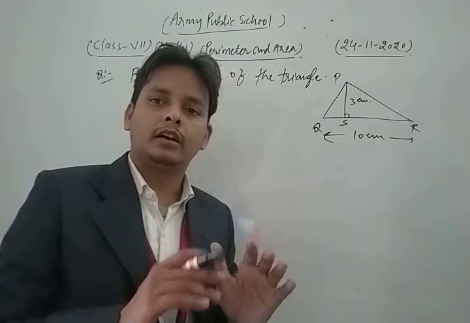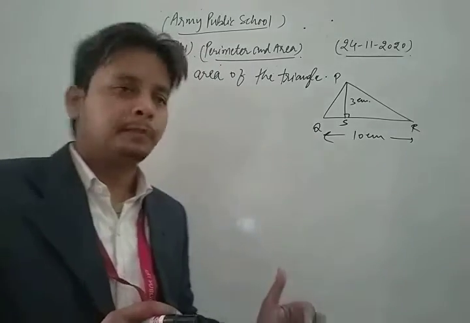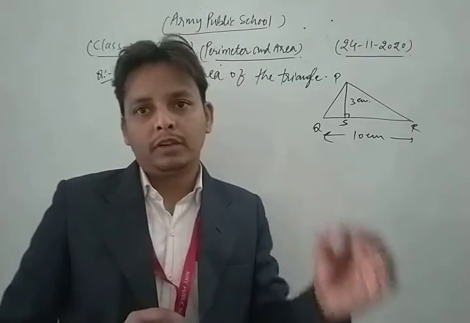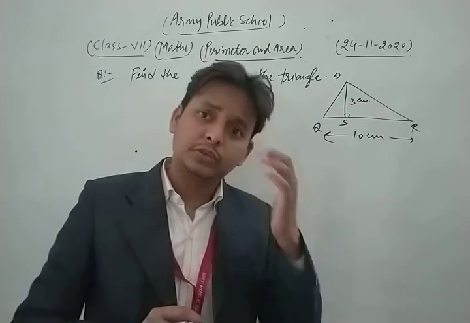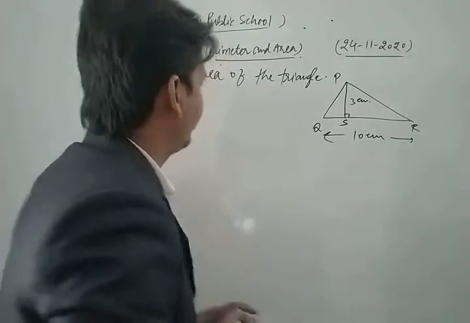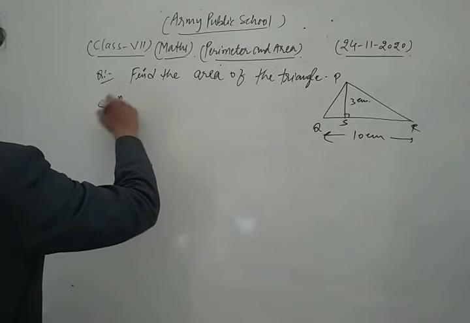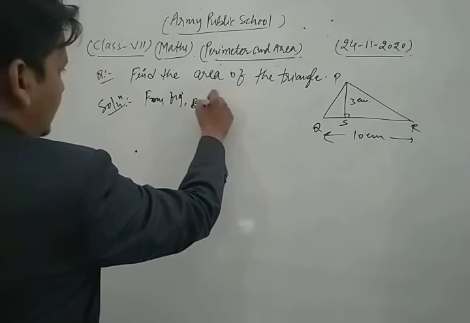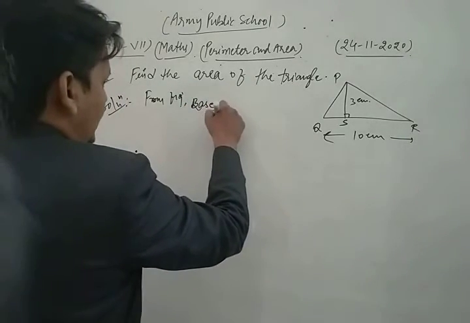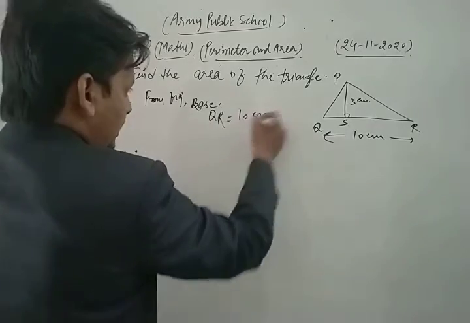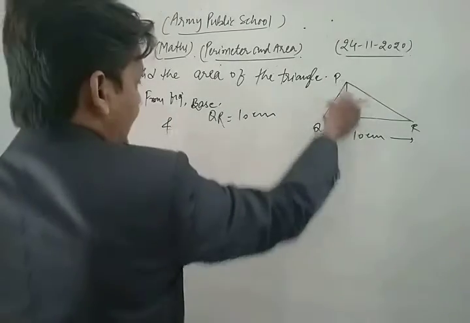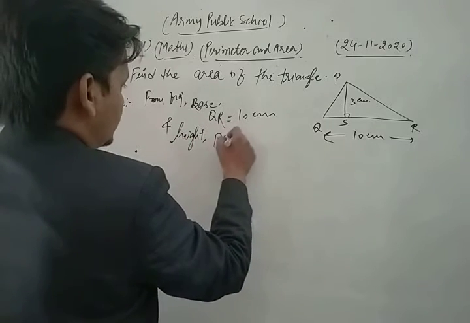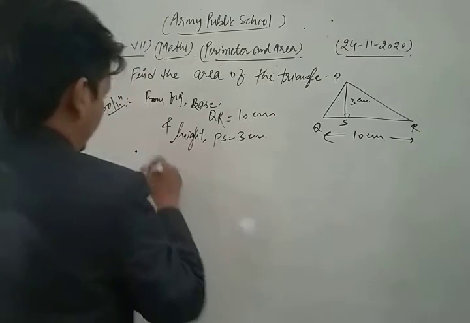Okay. Dear students, in the previous class we discussed the formula for the area of a triangle. The formula for the area of a triangle is 1/2 into base into height. Okay. So in that figure, let's see the solution. From the figure, the base of the triangle QR is given as 10 centimeter and the corresponding height PS is given as 3 centimeter.